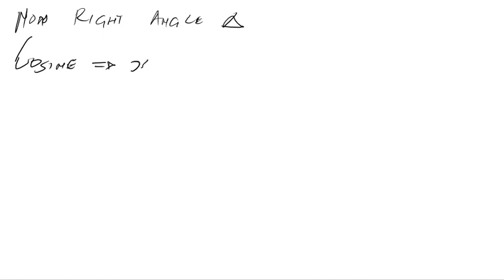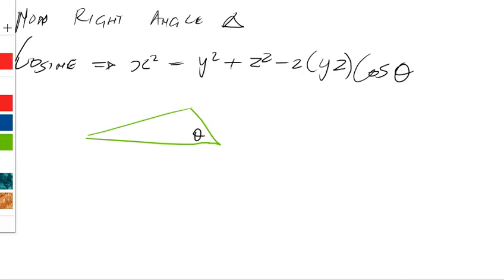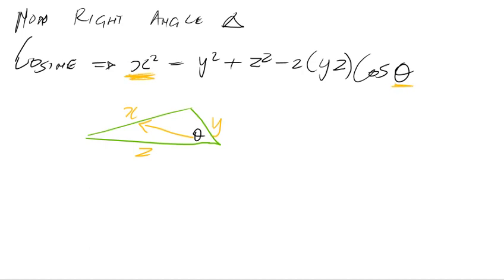let's say x squared equals y squared plus z squared minus 2yz, and then we write cos theta. So this cos theta, let me give you an example. If you have a non-right angle triangle like this, theta will be the angle that is opposite to x. So the angle is always what is opposite to that. So this side maybe it will be z, and this side will be y. So the angle theta is the angle that is opposite to the x. So this and this should match.